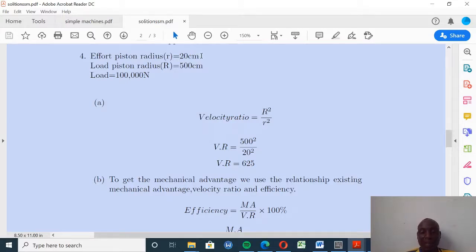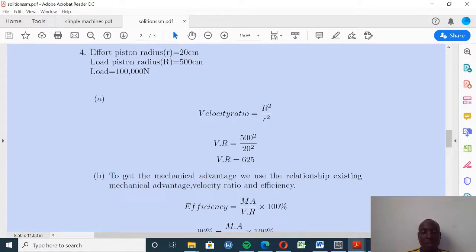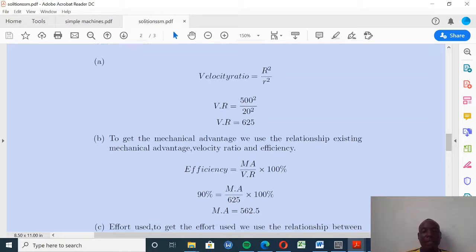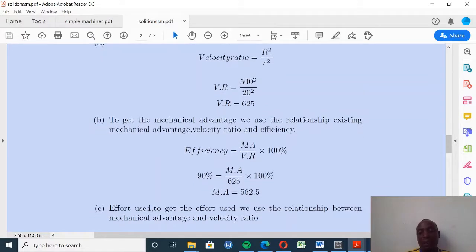This means that the velocity ratio is going to be given by 500 squared divided by 20 squared, which gives us 625. That is the velocity ratio of this machine. Then part B is telling us to find the mechanical advantage.